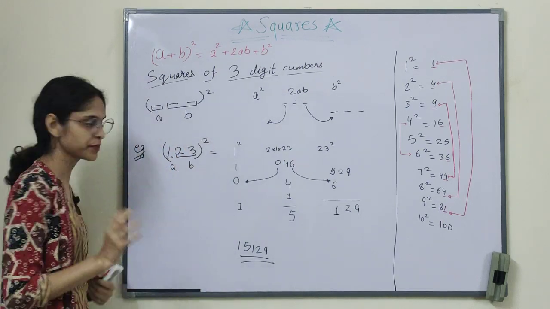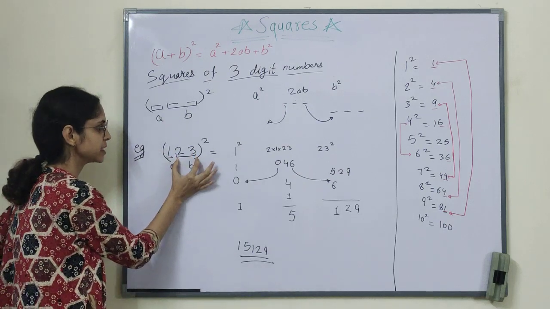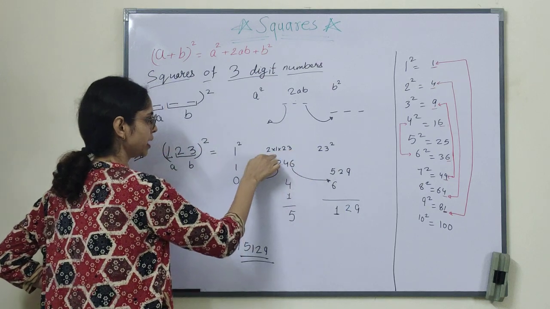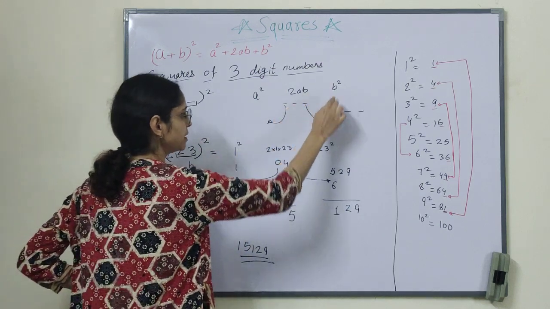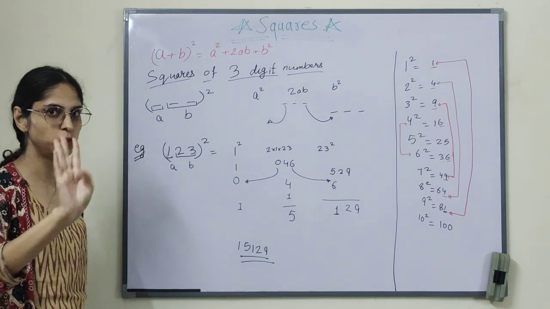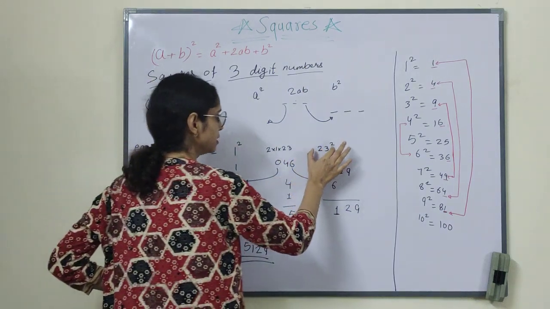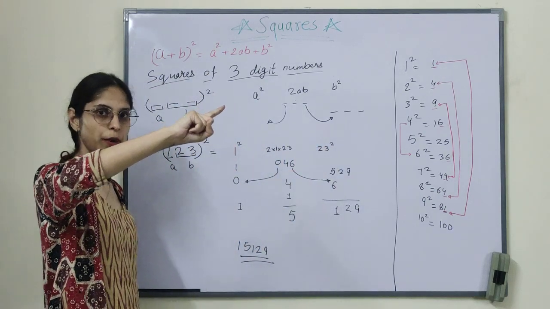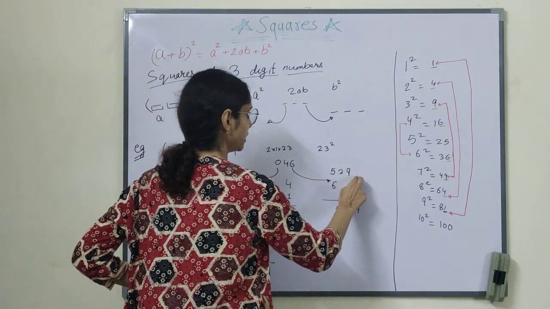123 whole squared. What we have done, we are taking the last 2 digits as b, the third digit as a. b square, 2ab, a square. In b square we are keeping the 3 digits. We will always keep the last 3 digits. After that the carry will come into account. So 23 square we have calculated through the 2 digit squares and it is coming as 529.